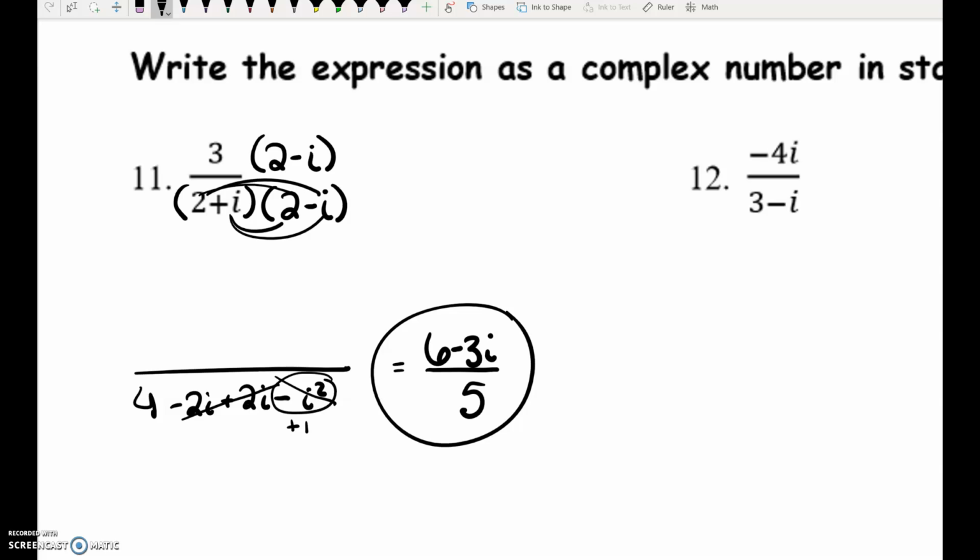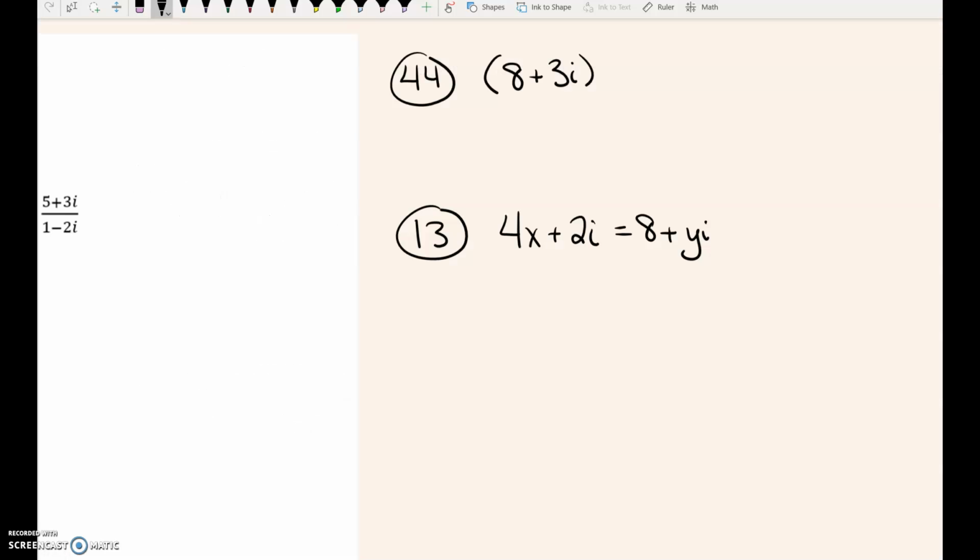Now this is not on your assignment today. I just wanted to show it to you once so that you've seen it. But that's how you use that difference of 2 squares, that complex conjugate, to get rid of a radical on the bottom. On your assignment, the first column is simplifying radicals with negative numbers. The second column is adding and subtracting complex numbers. The third column is multiplying.